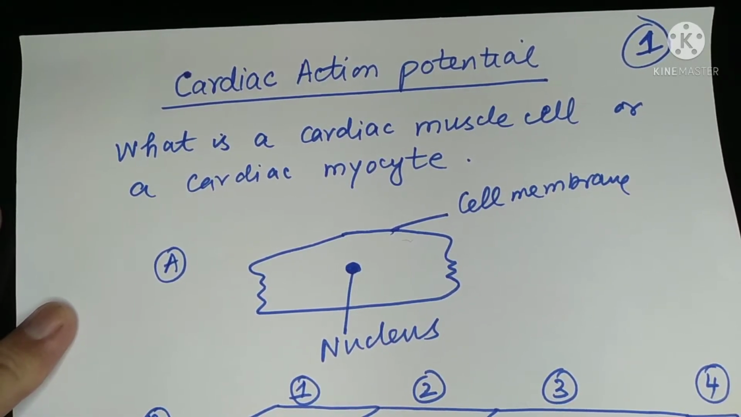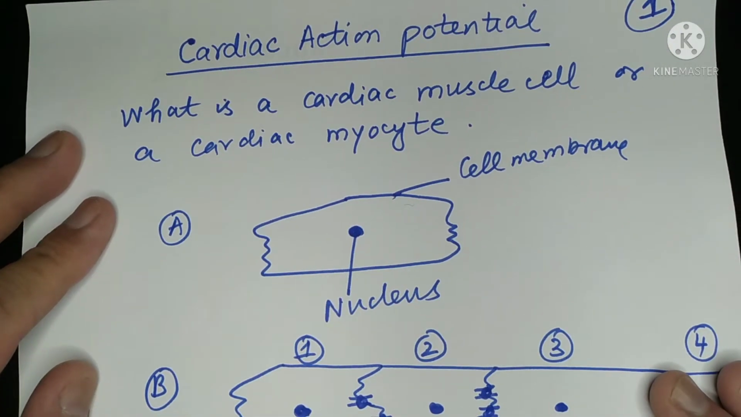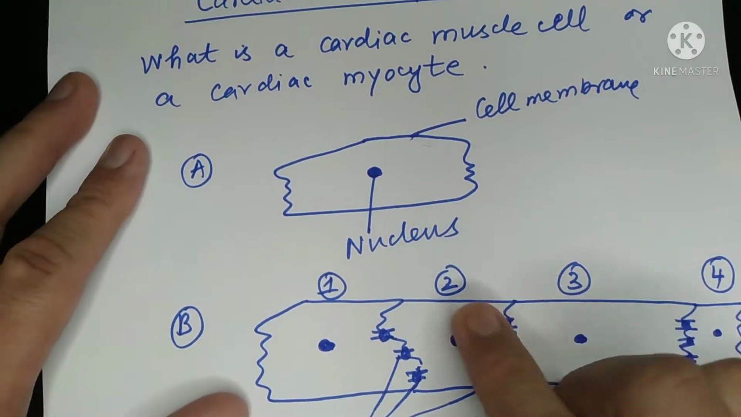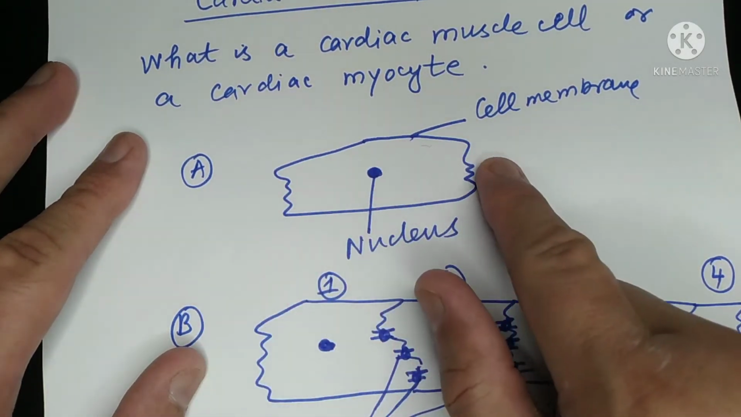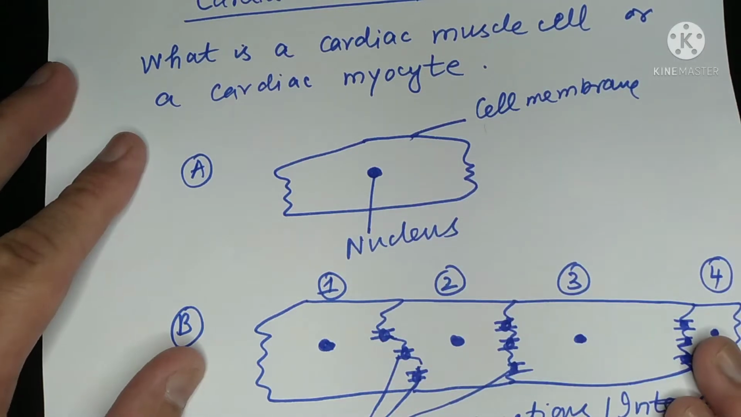My name is Dr. Imran Wahid and I will be discussing with you a very important topic, that is cardiac action potential. But before we discuss the cardiac action potential, it is very important for you to know what a cardiac muscle cell or a cardiac myocyte is. You can see in this diagram that a cardiac muscle cell or a cardiac myocyte is a small cell with serrated margins. It has a central nucleus and a cell membrane like other cells.